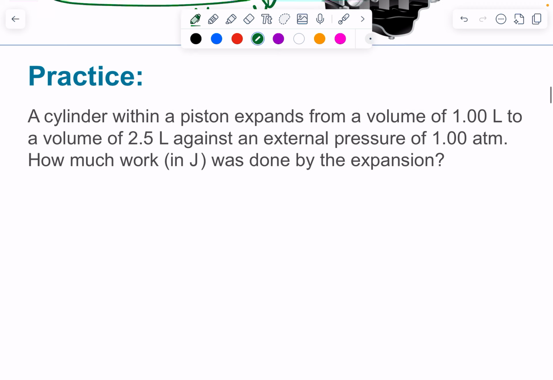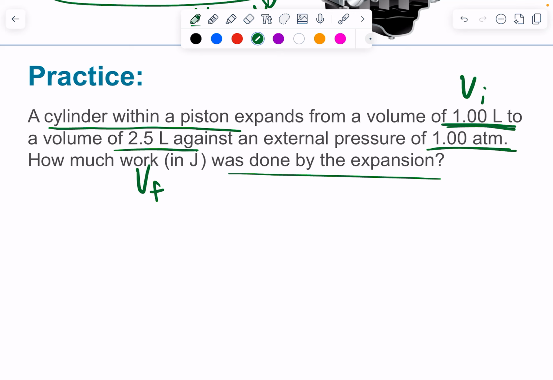Okay, so let's apply this equation. So this is talking about an engine. A cylinder with a piston expands from a volume of 1 liter, so that's V initial, to a volume of 2.5 liters, so that's V final. And the external pressure is 1 atmosphere. How much work was done by the expansion?